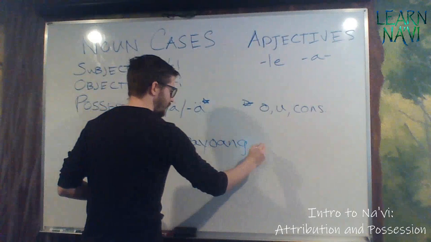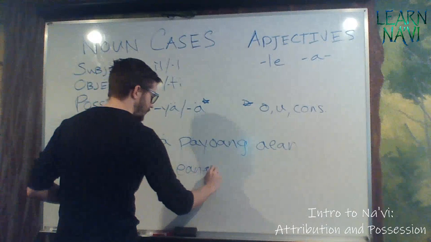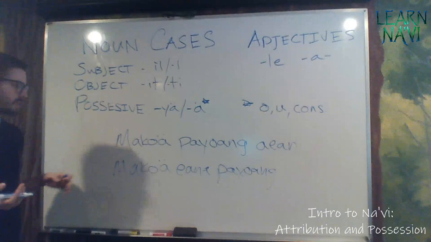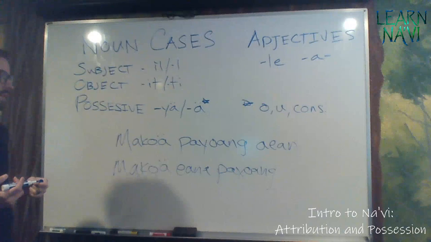I could say Mako Anna Bowing. I could flip those around. You get the picture. There is some flexibility with how we can structure this sentence, as long as the adjective comes between the possessor and the noun that it is modifying. And that really is it.